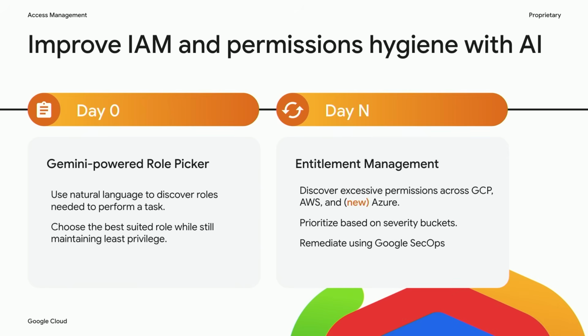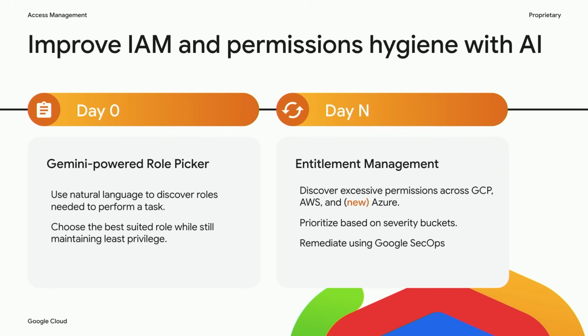Now, you can also improve IAM and permissions hygiene with AI. With Gemini-powered role picker, you can identify exactly what permissions you need to give to identities based on the task that they're trying to perform. And with entitlement management, you can identify when your identities have excessive permissions and take those permissions away based on their severity. Collectively, these two capabilities will help you ensure that none of your identities have over permissions and therefore significantly reduce the attack surface area.